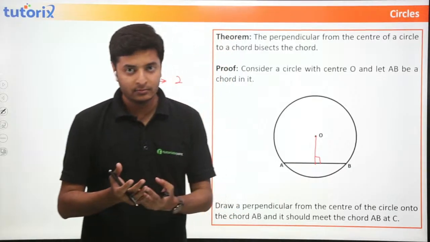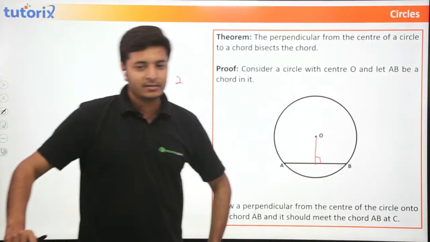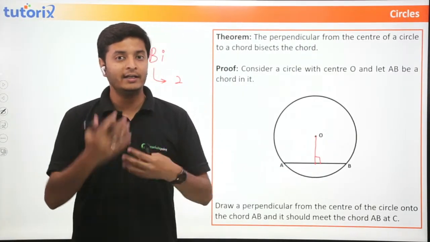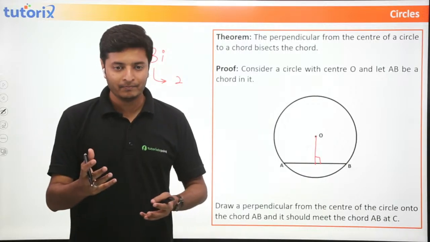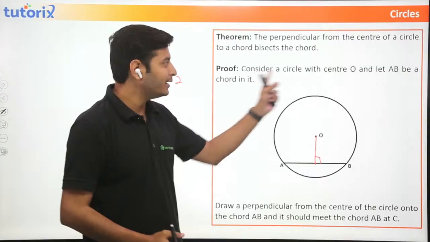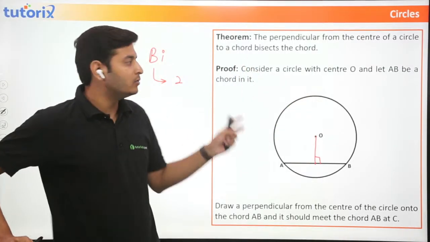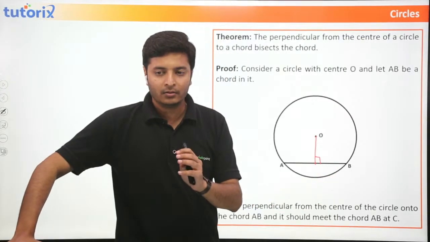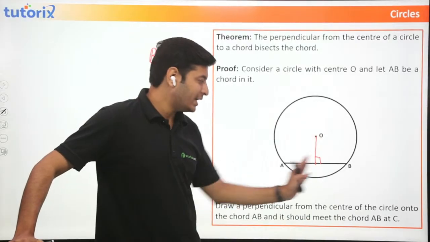How to prove this? The main point is how to prove this. So consider a circle. Of course, you need to write everything in your exam, whatever construction you are doing, whatever you are considering. So we are considering a circle with center point O. You need to write it like this: consider a circle with center O and let AB be a chord in it. You can consider AB anywhere inside this circle. Suppose I am going with this.